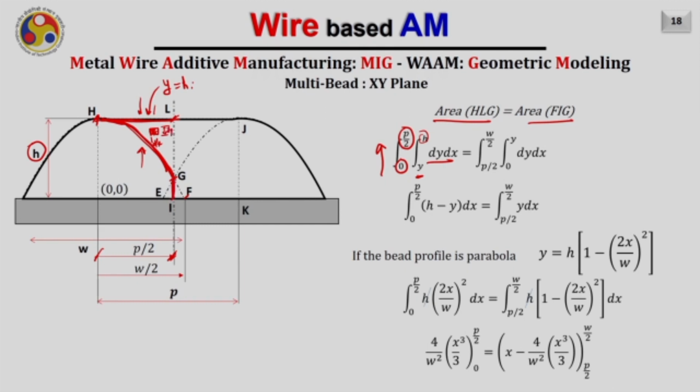Now in a similar fashion I can find out the area of this curve as well. So in this case I will integrate from this point, that is nothing but P by 2. This point is at P by 2, right? That is x equals P by 2. I am assuming my coordinate system here, that is the center of the first bead. So this is x equals P by 2 and this one is x equals W by 2. So integration x equals P by 2 to x equals W by 2, and then integration from this line, that is nothing but y equals 0, to this curve, that is y. I am writing here just the curve y.